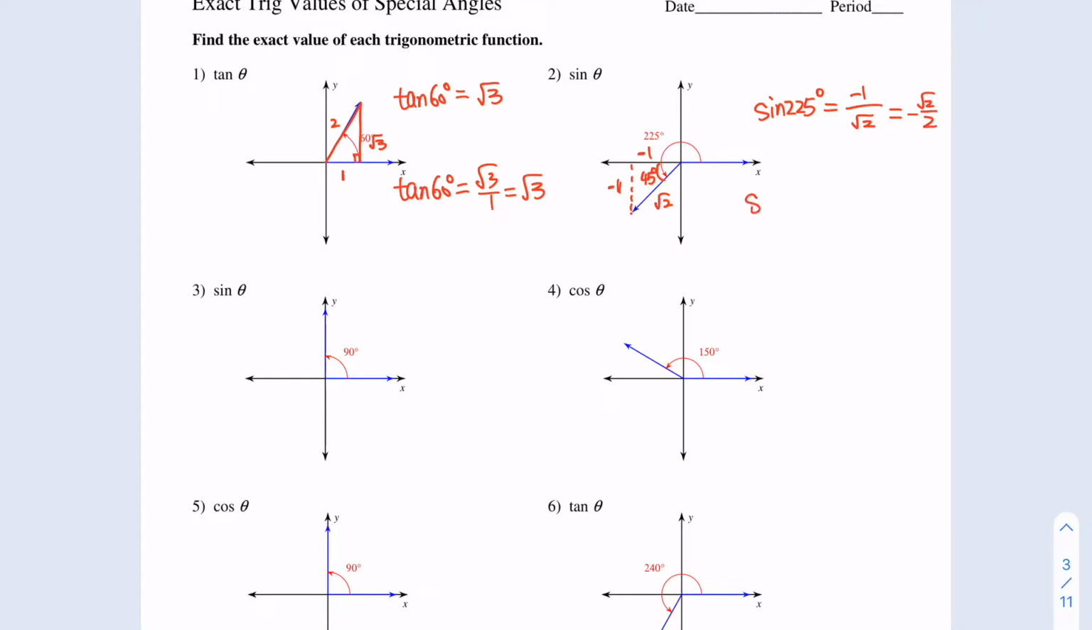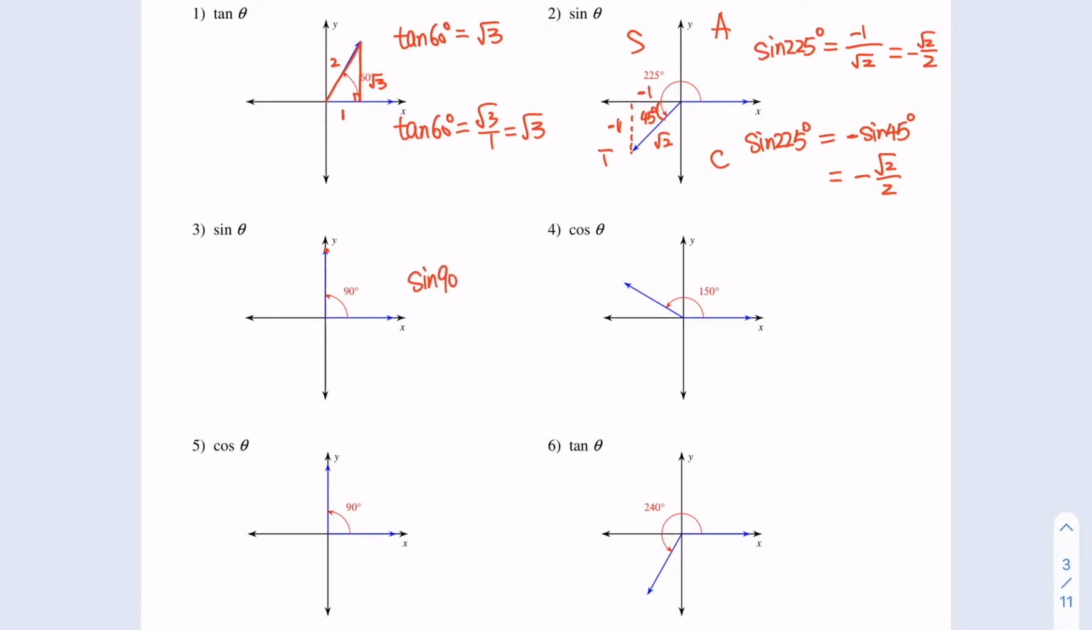Also, you can use the reference angle. Sine 225 equals sine 45 degrees because its reference angle is 45. However, in the third quadrant, all students take calculus, so sine is negative. As we know, sine 45 is radical 2 over 2.